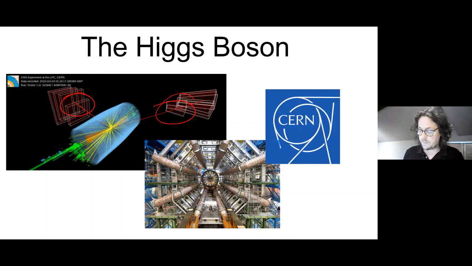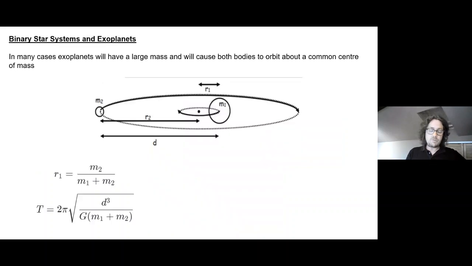But there we are. Okay, so binary star systems and exoplanets. I'm not going to go through the theory or derive any of these because we don't need to. We're going to save the time. But with binary planets, binary star systems, we have to appreciate that they will orbit around a common central mass.